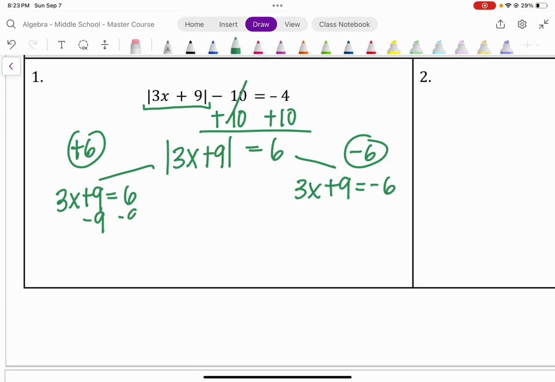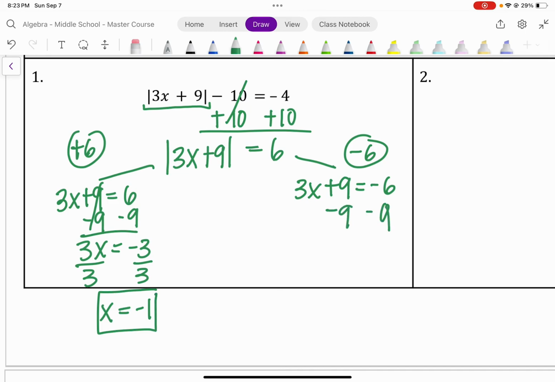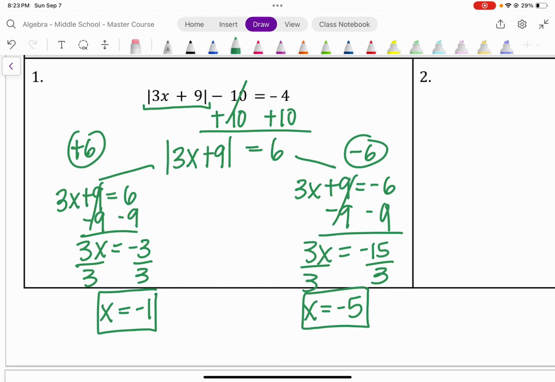And we'll start subtracting. 3x equals negative 3. So on this side we have x is negative 1. And on the other side, when we subtract 9 twice, we'll have 3x is negative 15. So x is negative 5. Now these answers can be negative because when we plug them back in, we work them into an expression, find its absolute value, and make sure it satisfies the equation.